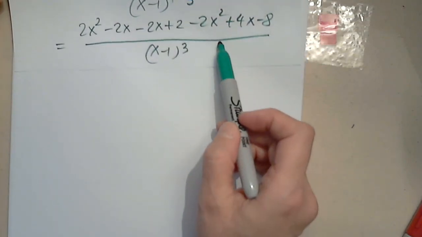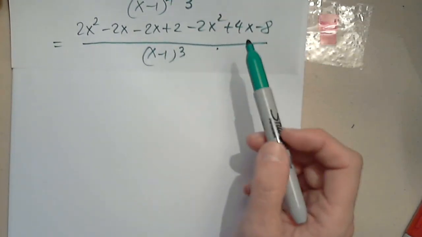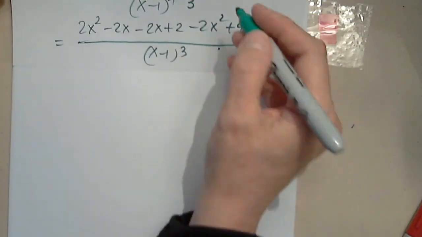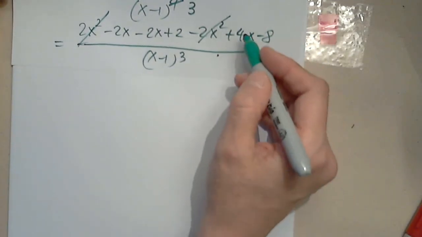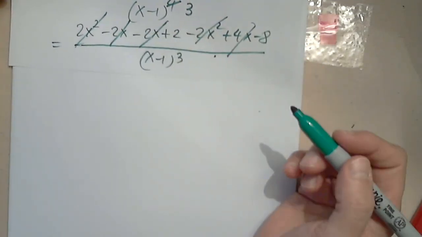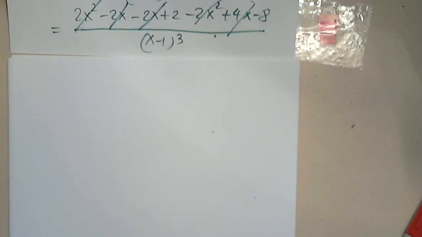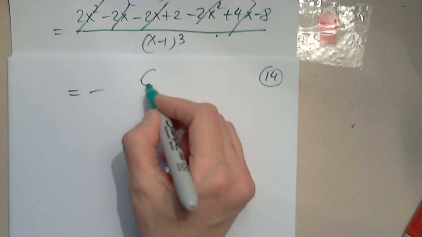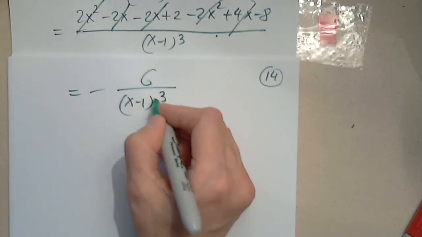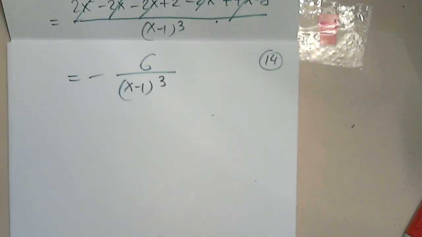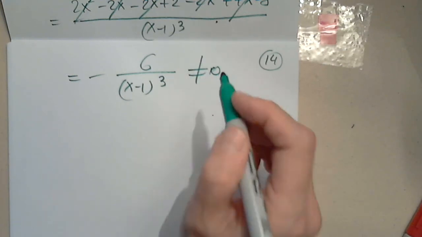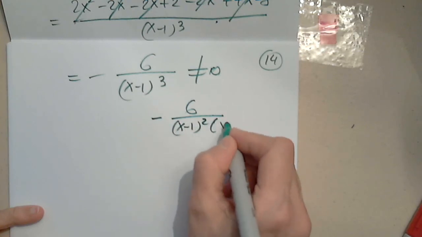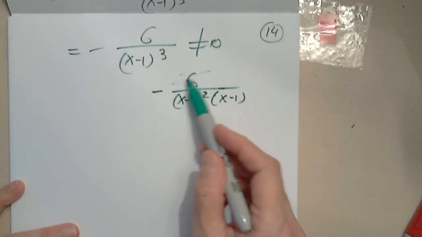That's why I tortured you in the previous chapter with this, and don't forget to ask questions on Thursday in preparation for the test. Okay, these two go away. Oh, wow. Nice. So negative 6 over x minus 1 to the 3rd. It's never 0. And the sign will be studied in this way. Why? This is always positive.